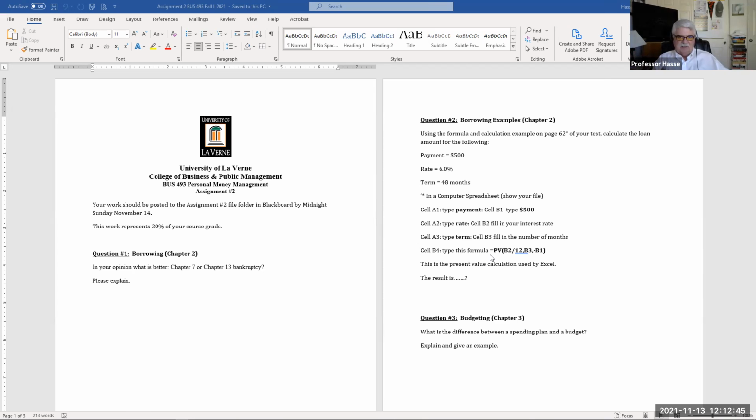And in the cell underneath it, B4, I put in that formula: equals PV(B2/12, B3, -B1), and you'll be able to determine the amount being borrowed. So it's interesting. It's taking the information in cell B2, the information in cell B3, and the information in cell B1 to come up with how much you're borrowing on this loan. I'd like you to go ahead and do that.